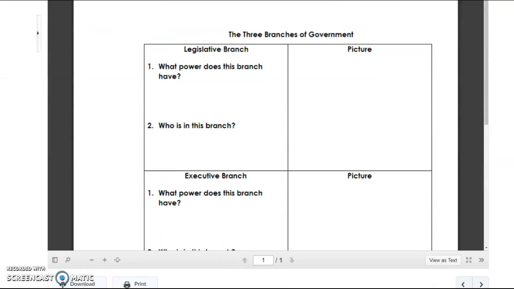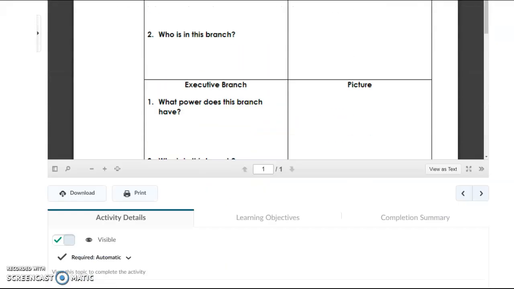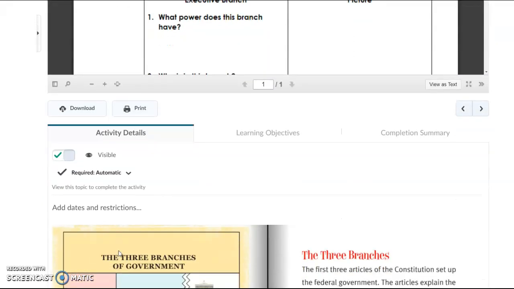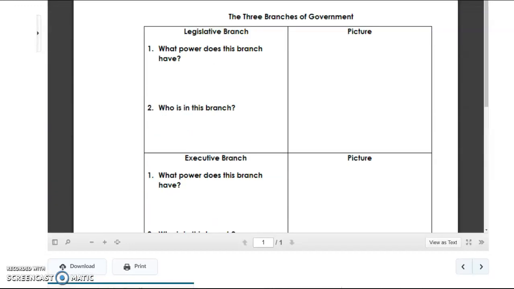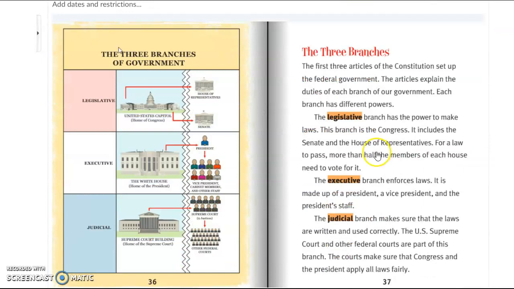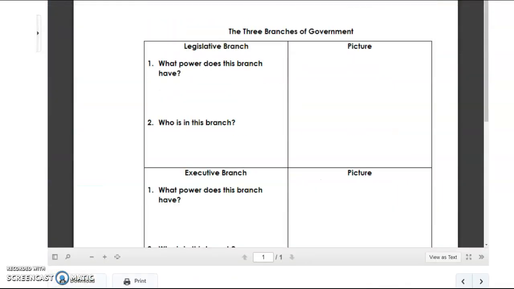Okay, so once you're finished doing that, you'll be all done. Remember, you have to go back to your passage to find your evidence and help you find your answers. Okay, hope this helps you out, boys and girls.